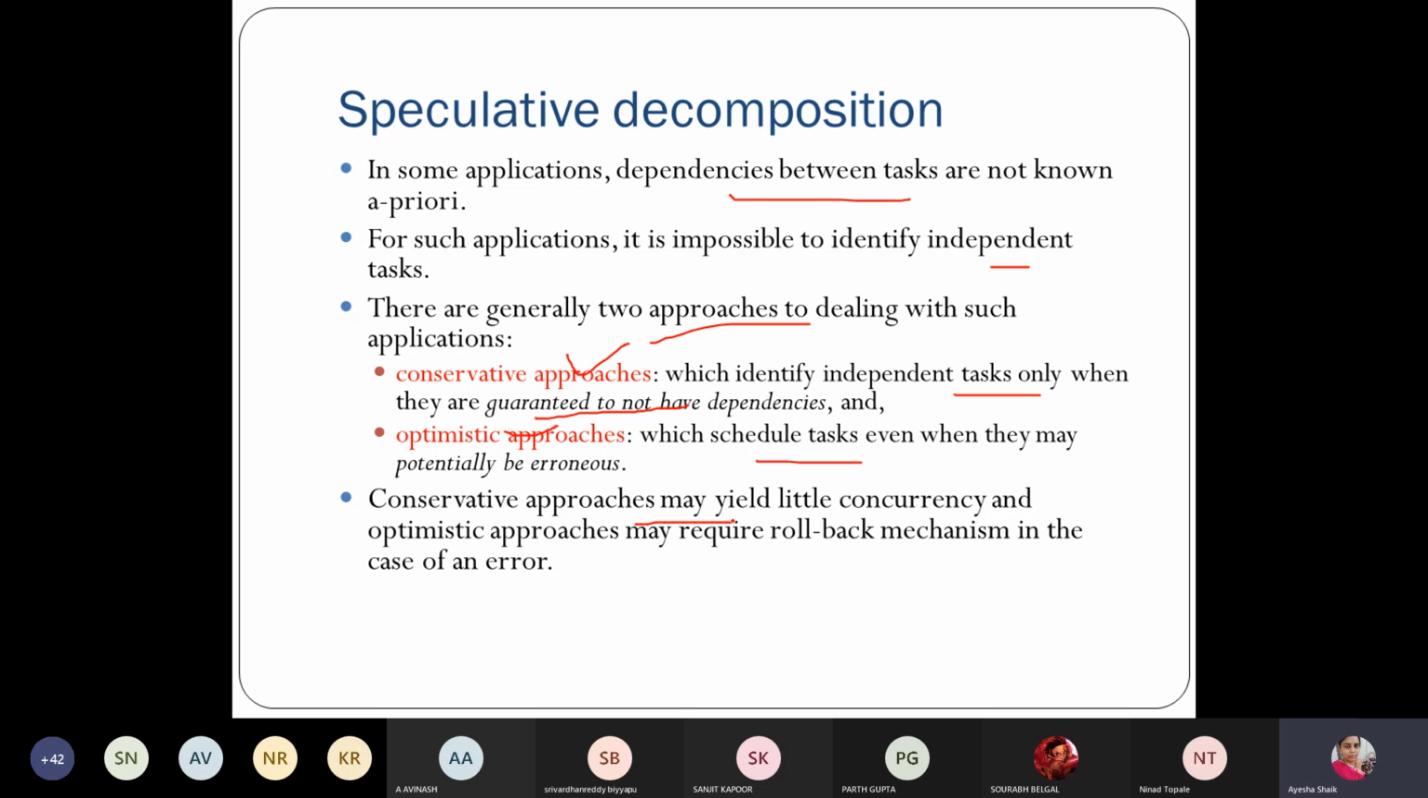The conservative approach will give us little concurrency, but for the optimistic approach, we need to have a rollback mechanism in the case of error. If there is an error, we have to trace back and identify where the error has been. We will have to solve it and then continue.